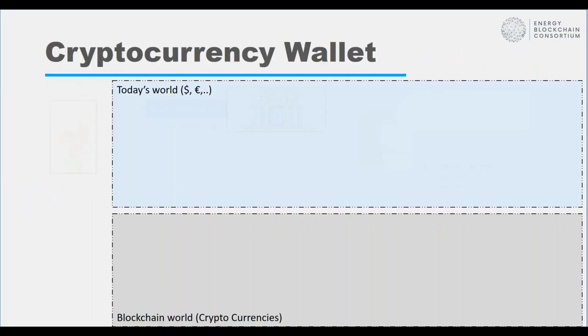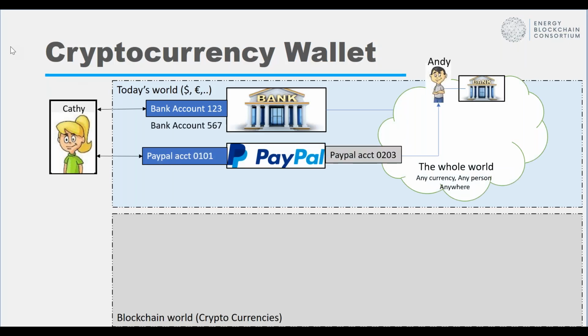All right, cryptocurrency. What is cryptocurrency and wallets? The world that we live in today, basically, we run our lives through dollars and pounds and euros and reals and rupees and yens and all that. That's how we work today. So if you have Kathy, who wants to send money to Andy or wants to pay her bills, she probably goes into a bank and opens an account, and now she has an account. Or she's a little bit more creative.